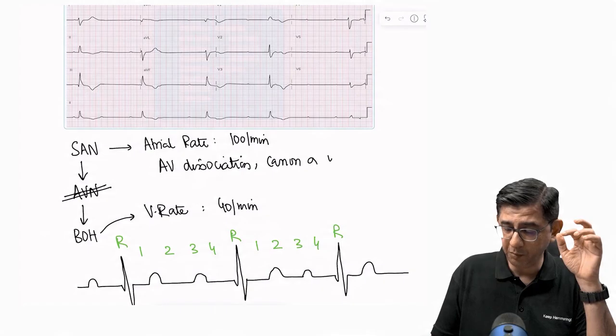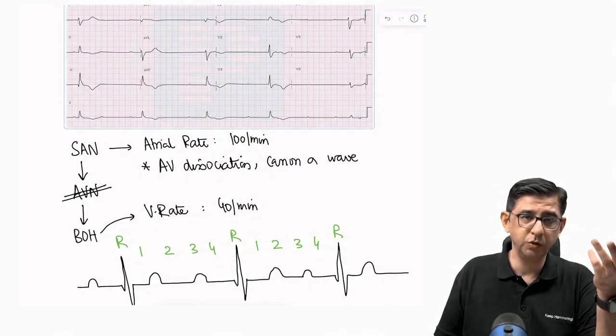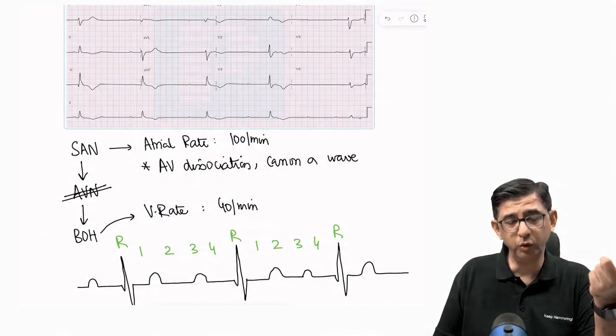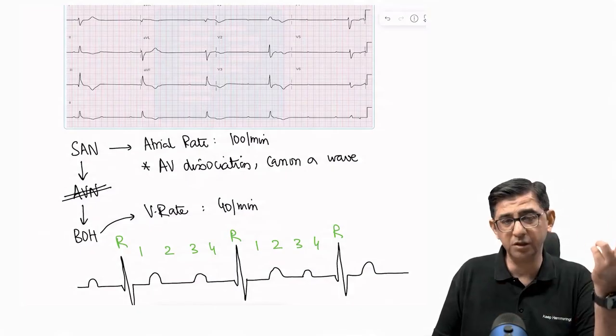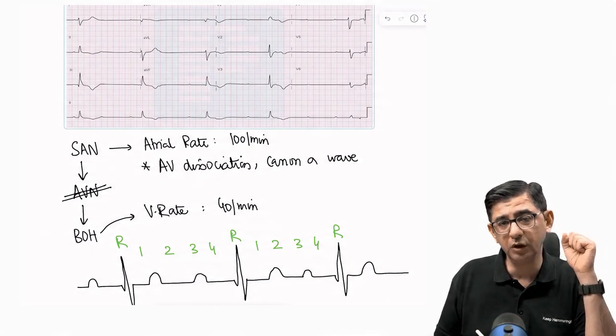And therefore the examiner may help you by saying the word cannon A wave is present. Apart from this, I can also say there is a lack of coordination between the two chambers of the heart because atria and ventricles are not working simultaneously, and there's a bradycardia. The combination of the two will cause syncopal events.